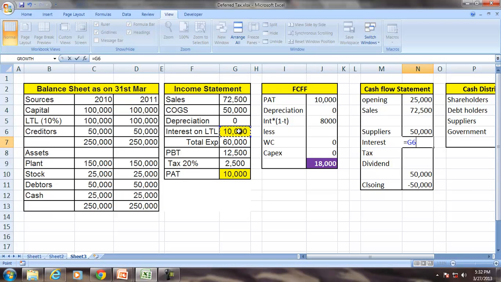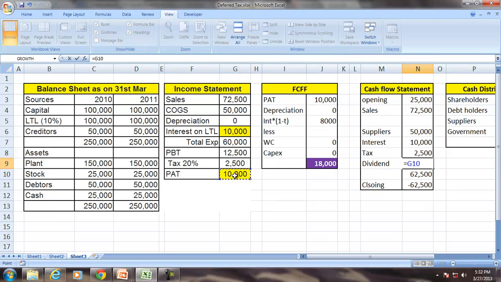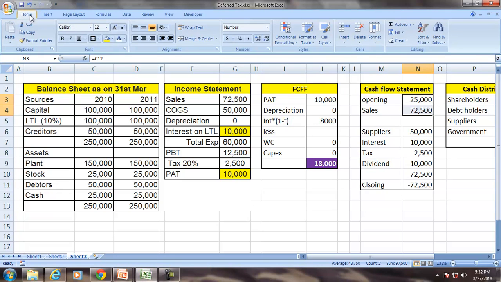Interest paid during the period 10,000, and tax paid during the period 2,500, and the dividend: there is no reserve, so the entire PAT has been distributed as dividend. So the cash available is 25,000 plus 72,500, so 97,500, and the cash outflow is 72,500, so closing cash is 25,000, which is given in the balance sheet. So free cash flow shows 18,000 and the closing cash is 25,000.